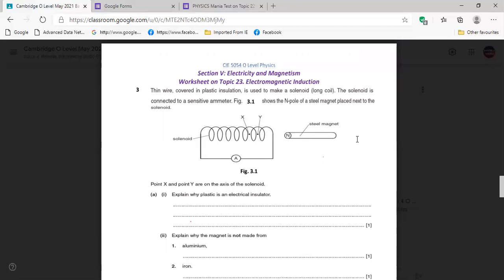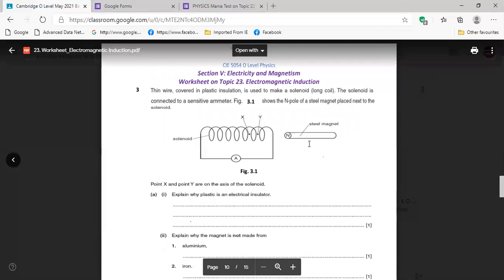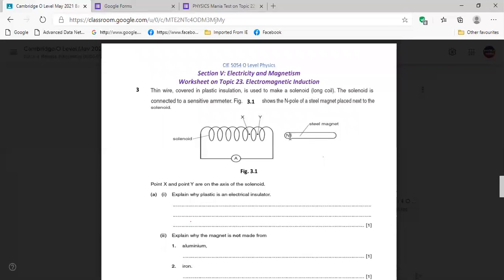Then opposite. Then what can you do? You can reverse it. Here you are keeping the North Pole now, so here you bring the South Pole. You alter the magnet's direction, right? Then you take the South Pole towards the coil. Is it clear now?